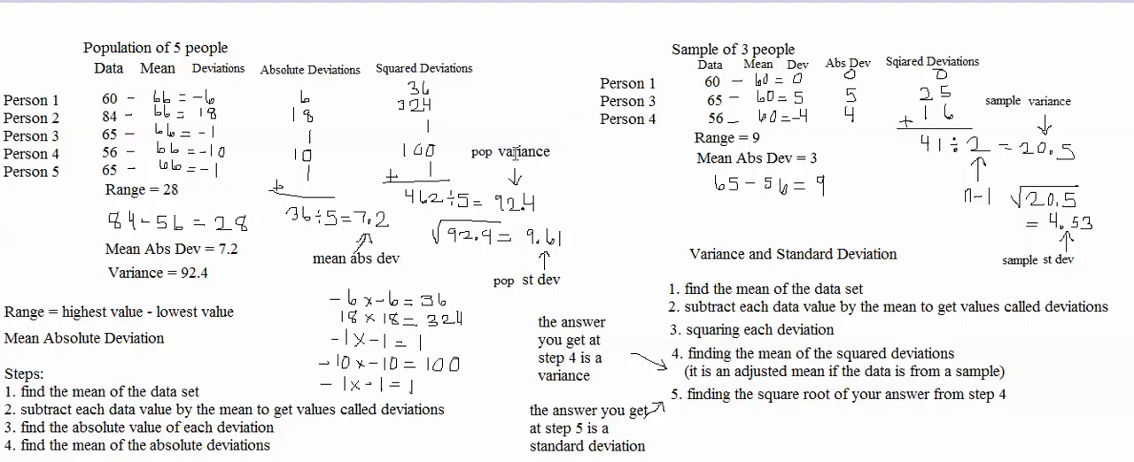So one reason why they use different words is because these values right here are calculated with a population, and these values are calculated with a sample. And another reason is because these values right here are calculated with a slightly different formula than these values over here.